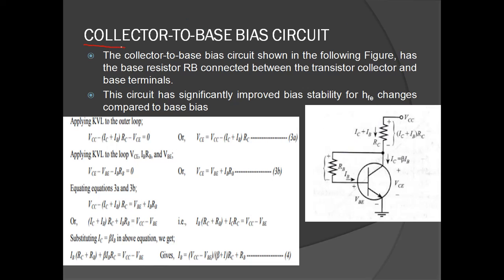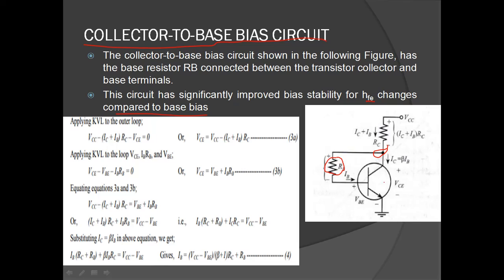The next bias circuit which we have to consider is the collector to base bias circuit. The collector to base bias circuit shown in the following figure has the base resistor RB connected between the transistor collector and the base terminals. When RB is connected between the collector terminal and the base terminal, you have what is called a collector to base bias circuit. This circuit has significantly improved bias stability for HFE changes compared to the base bias.